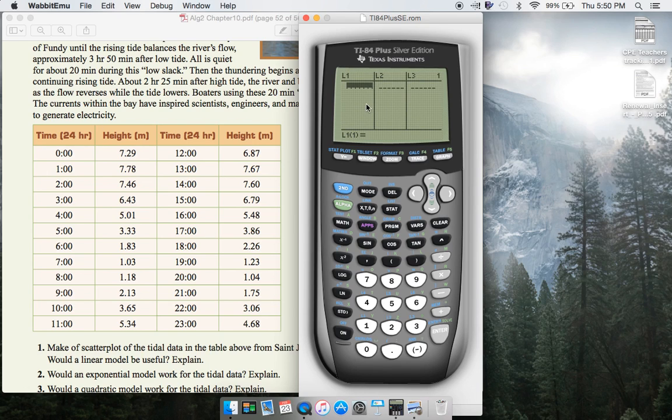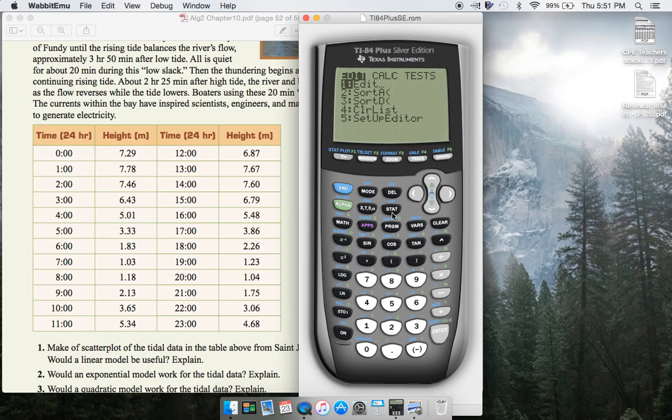And notice here that my lists are empty. But sometimes yours might not be because you've been running different diagnostics. If there's anything in there, go to second memory, and then right here, clear all lists. That's selection number 4. You'd want to clear those. Another thing you want to be sure is cleared is your y equals right here. Any equations need to be cleared out, and they are, so we're good to go.